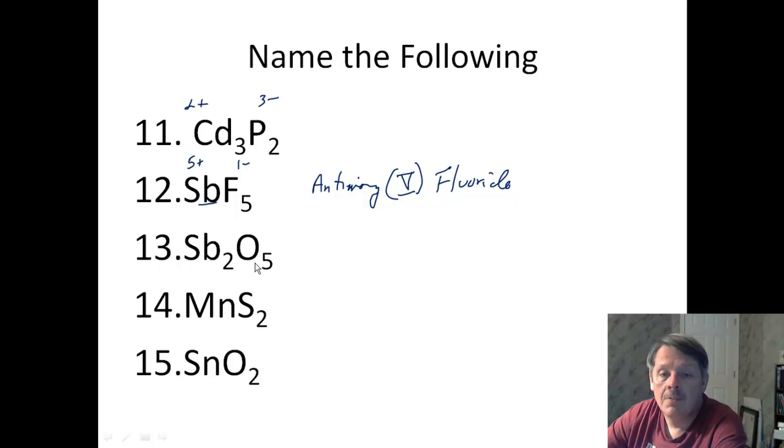Right? If I crisscross these, I again have a 5 plus, and I have a 2 minus. Does that make sense for oxygen to take on a 2 minus? Yep, that does. So this is antimony 5 oxide.